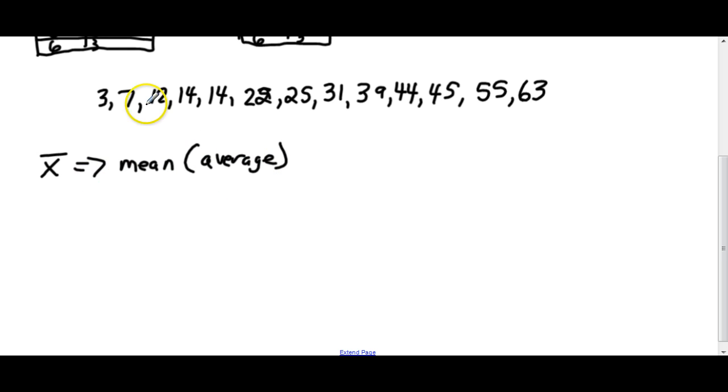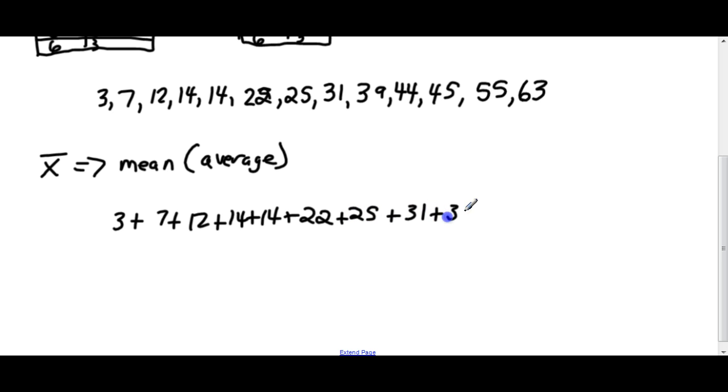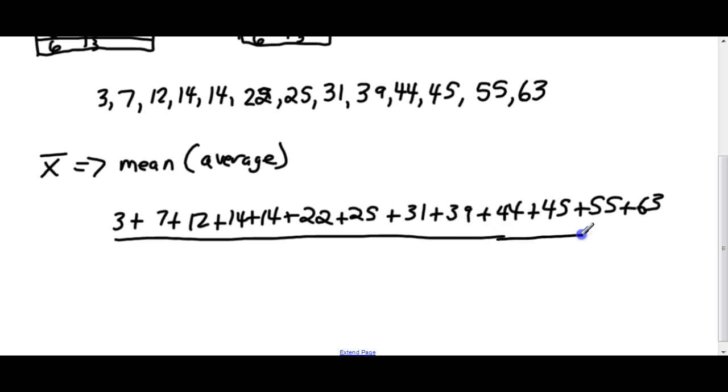All right, so if we were to find the arithmetic mean of these numbers here, all we would do is add them all together, and we would divide by the total number of numbers that we have. So we would just take all these numbers, 3 plus 7 plus 12 plus 14 plus 14 plus 22 plus 25. We would do this all in our calculator, plus 31 plus 39 plus 44 plus 45 plus 55 plus 63, and we would just divide that by the total number we have. Okay, 1, 2, 3, 4, 5, 6, 7, 8, 9, 10, 11, 12, 13, and we have 13 numbers there. Divide that by 13.